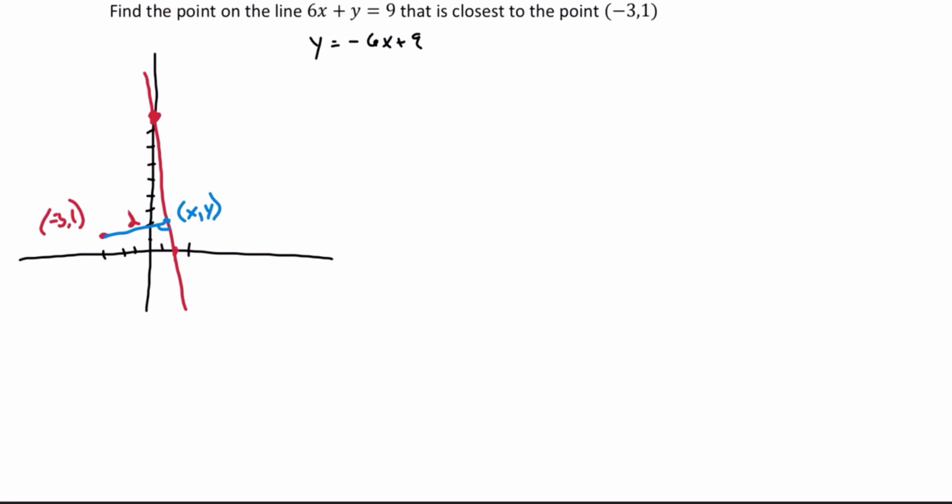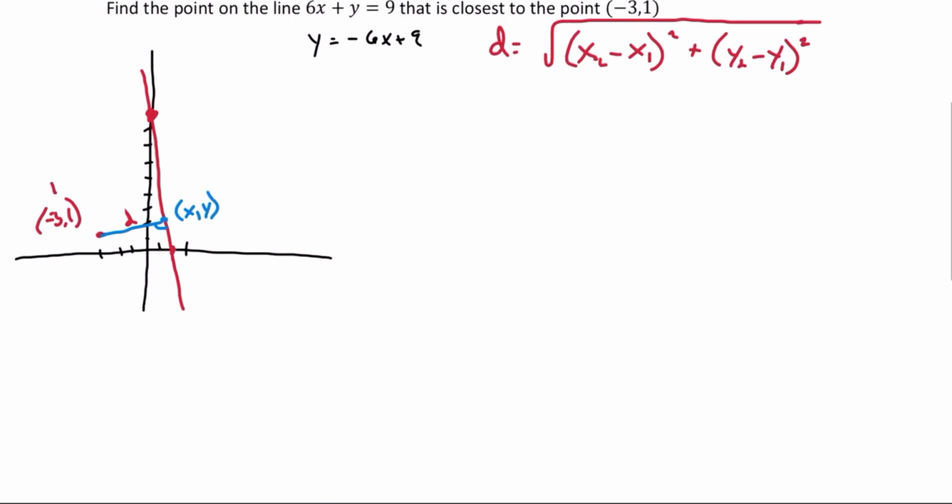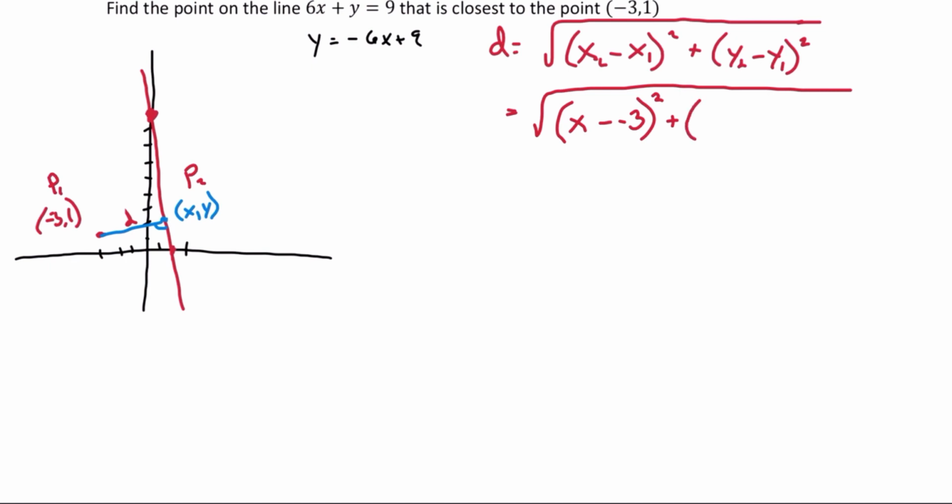Since we're trying to minimize distance, we'll start with the distance formula. We have the square root of (x2 minus x1) squared plus (y2 minus y1) squared. And we'll call this point 1, and (x, y) we'll call point 2. So plugging in our values now, we have x2, which is simply x, minus x1, which is -3, plus y2, which is y. We have an equation for y, so we'll plug in -6x plus 9, minus y1, which we're told is 1.